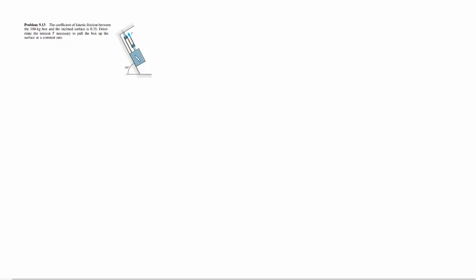Alright everybody, here's another friction problem. They have given us the kinetic friction between the 100 kilogram box and the inclined surface, and that is 0.35, and they are asking us to determine the tension T necessary to pull the box up the surface at a constant rate. So what I'm going to do here is draw this kind of big to help us look at what we're doing.